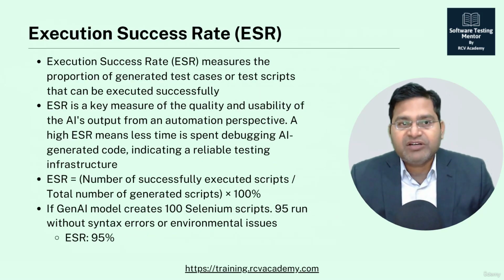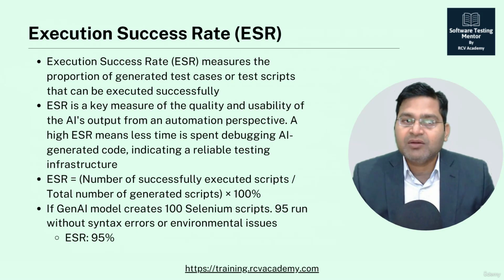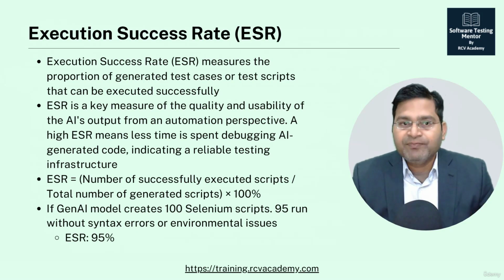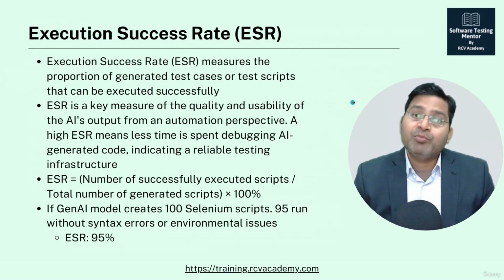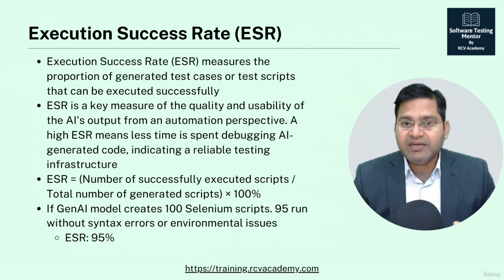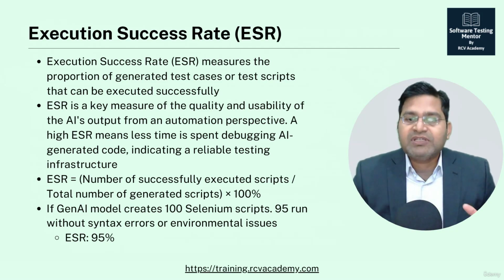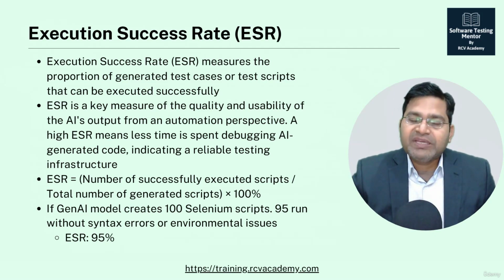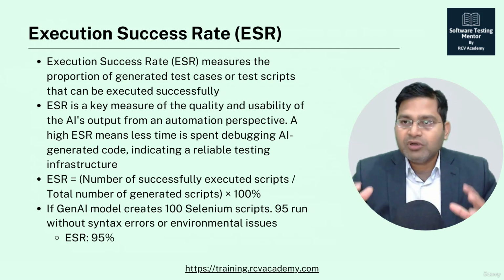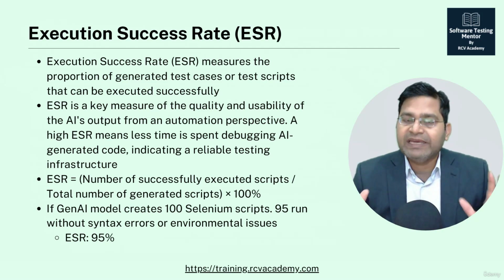The next metric is the execution success rate. Very, very important for test automation scripts that you generate. So execution success rate measures the proportion of the test cases that are generated that can be executed successfully without any issues. Okay, so generative AI suggested something and you went ahead, say for example an automation script in Selenium, and you went ahead straight away, copied and pasted and executed and went through or executed successfully without any modification. So this is execution success rate.